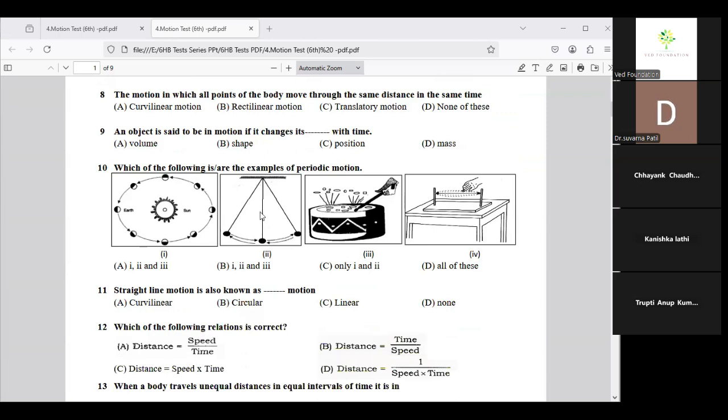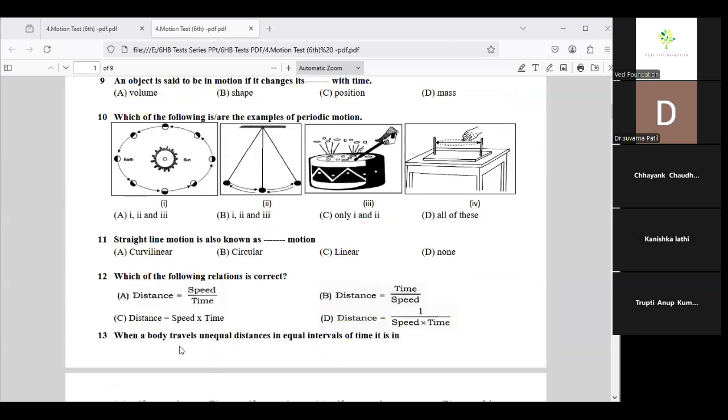Observe the given pictures. In the first picture, revolution of the earth is shown. In the second picture, oscillatory motion of the pendulum is shown. Oscillatory motion of grains. And then in the last, there is also oscillatory motion. So which of the following are the examples of periodic motion? Among the given options, only 1 and 2 are examples of periodic motion. So the correct answer is option C.